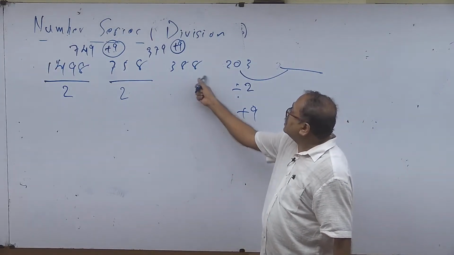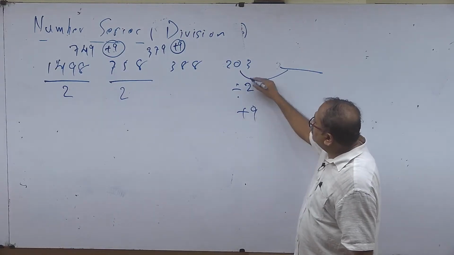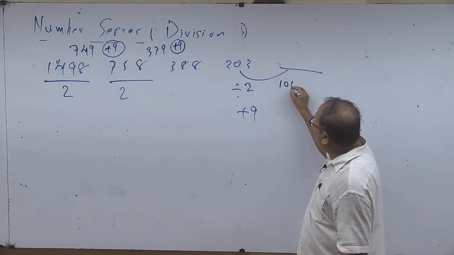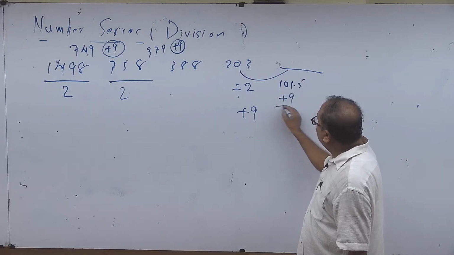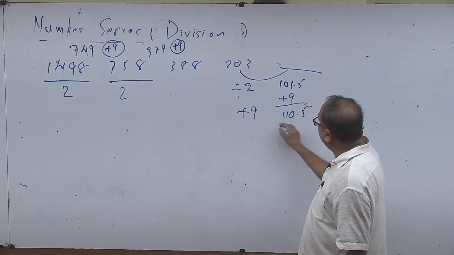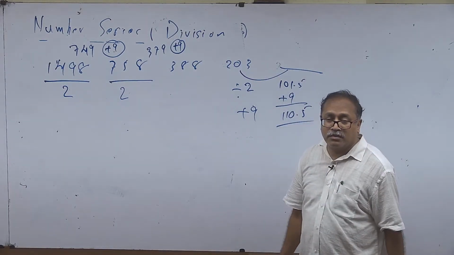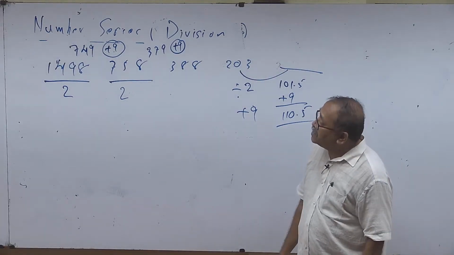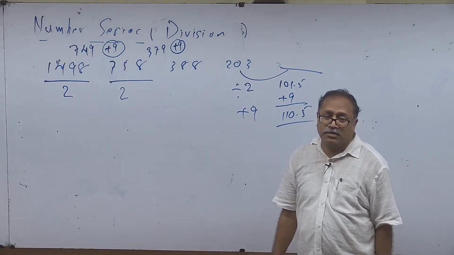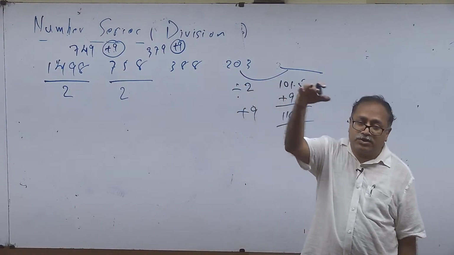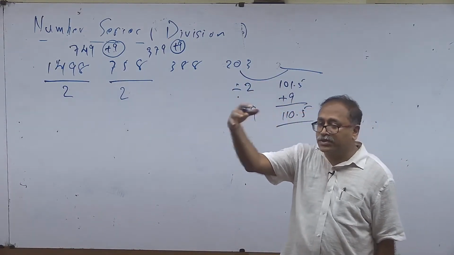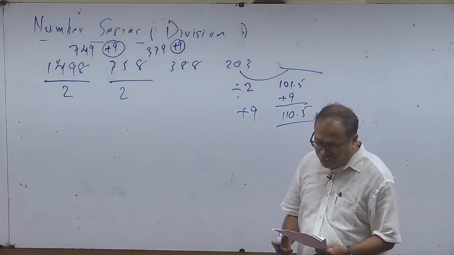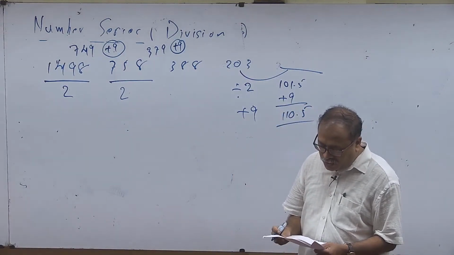In order to save time, you do not need to work this out. I notice that here it comes 101.5 plus 9, that is 110.5. That should be the result. So, this is based on division. We have started from questions based on addition, subtraction, multiplication, and division. Now, I will move on to the next part.